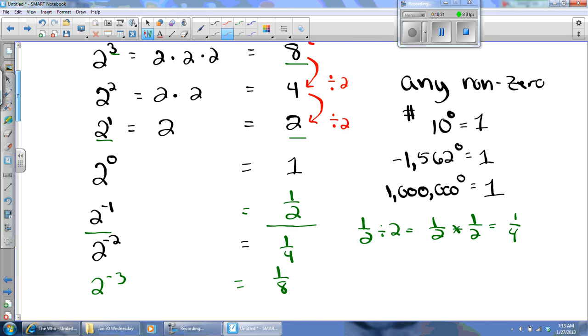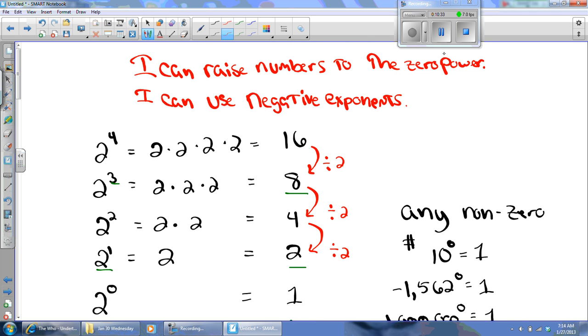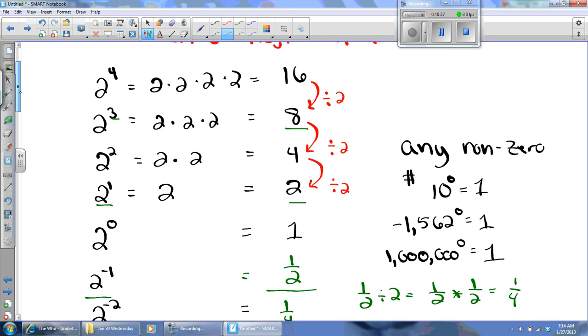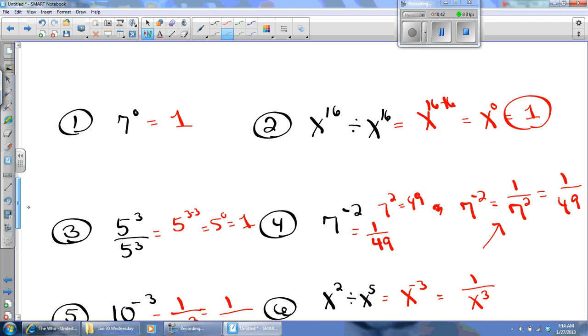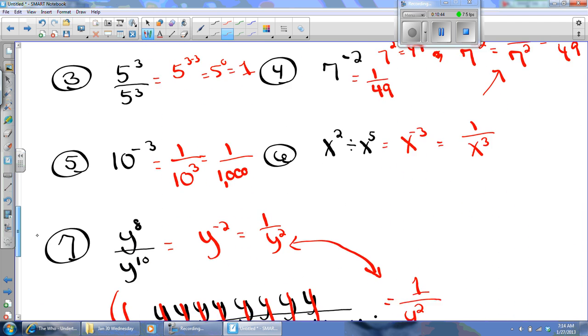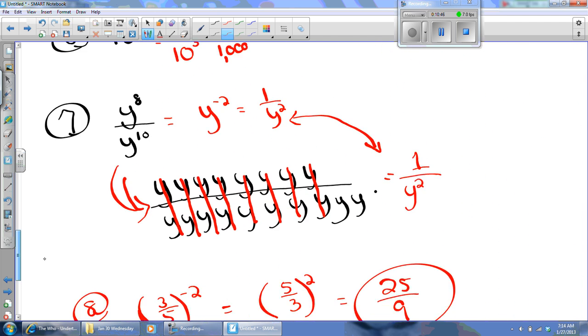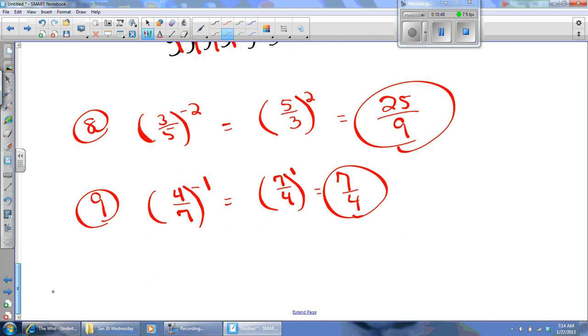Hopefully at this point you can say I can raise numbers to the 0 power. I can use negative exponents. If you need to, go back and rewatch the video. If you need to come in with any questions, we can certainly start class with questions. Most of you don't ask questions, and therefore your questions don't get answered. But I would love to answer some for you.